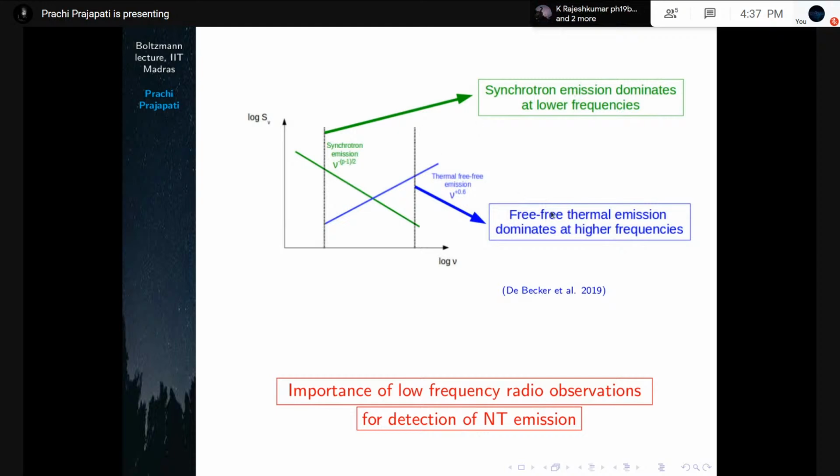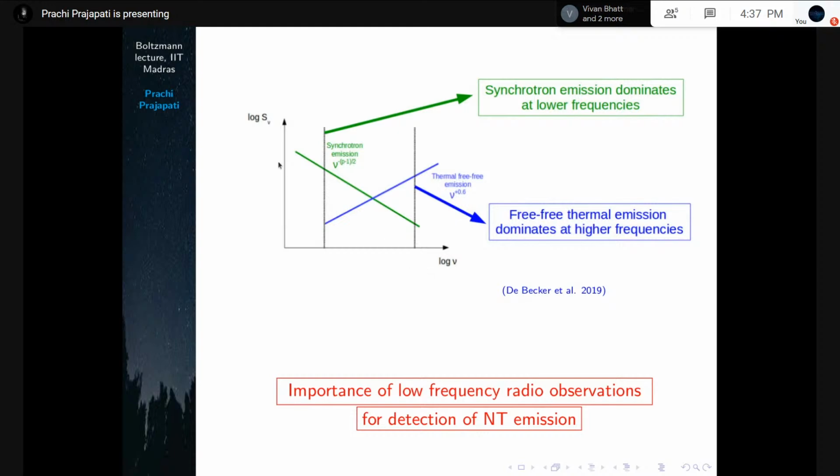Since the thermal emission has a positive power law with 0.6, it goes as this blue line as shown here. Whereas the synchrotron emission, which is non-thermal, has a negative alpha, so it is shown as this green line. And this alpha value, as I told, is minus (P minus 1) by 2, where P is the same P which I discussed in the Fermi first order mechanism.